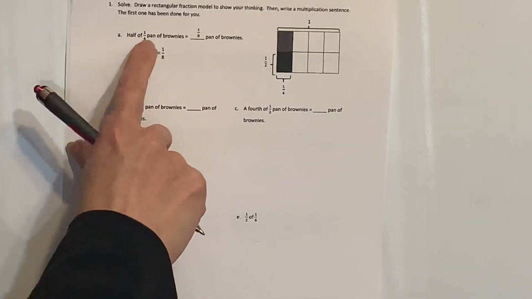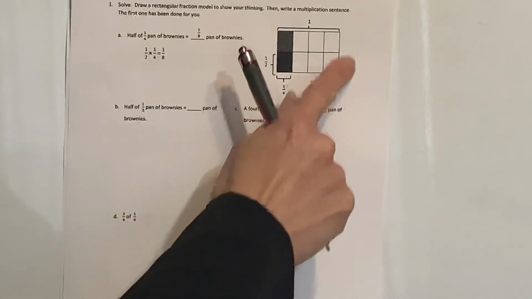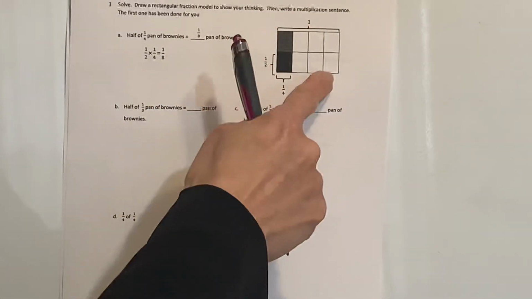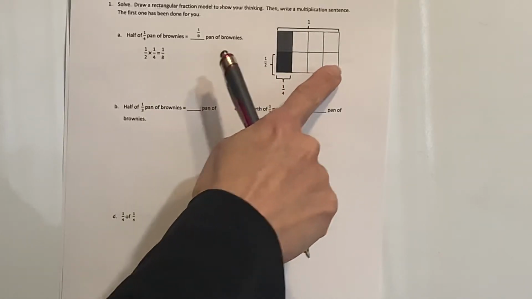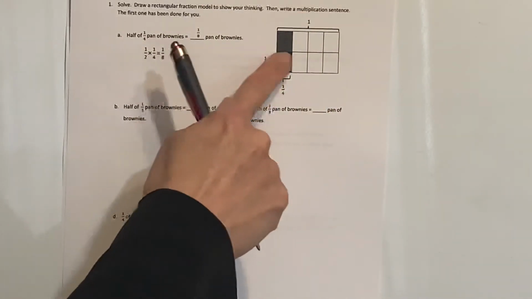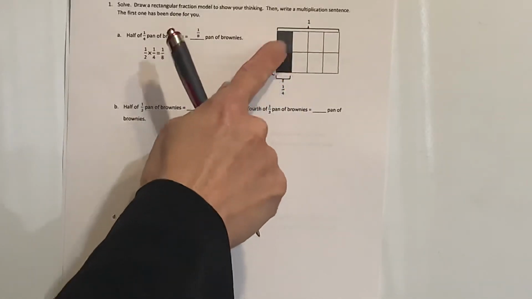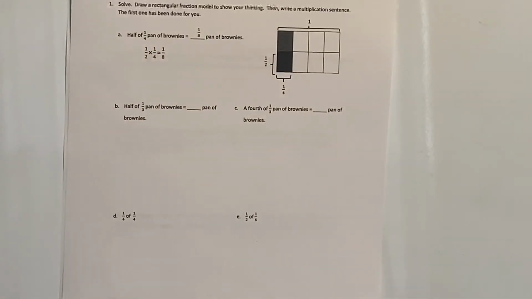It says half of 1/4 pan of brownies. So they had this pan of brownies and they split that in half. Then they split that into fourths. So we've got 1/4, 2/4, 3/4, 4/4. That would equal the whole thing. When we color in one of those, because now there are 8 pieces, that would be 1/8 of the pan. So 1/2 times 1/4 equals 1/8. So we could say that 1/8 of a pan of brownies is left.